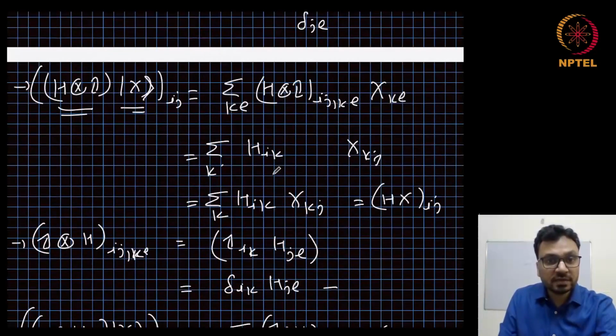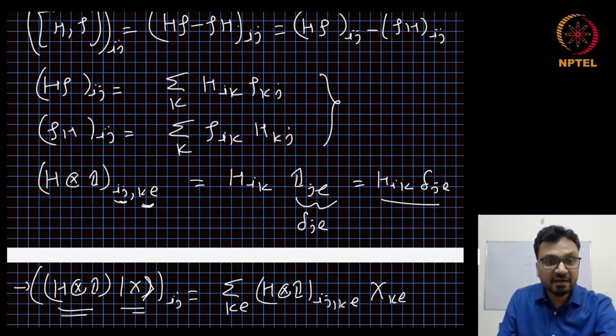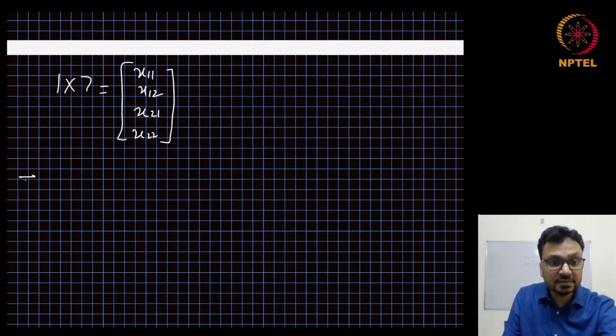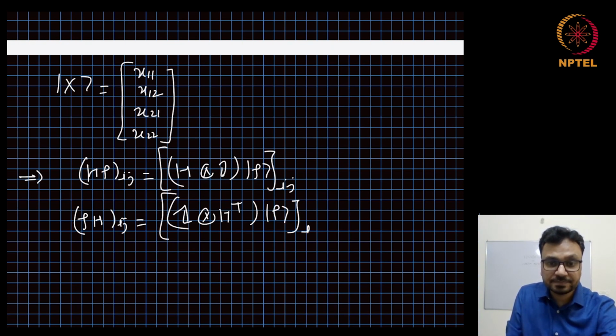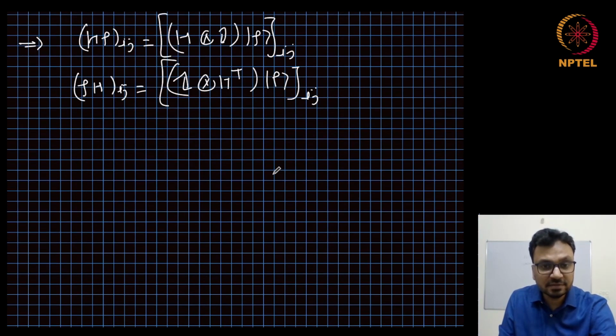Now we go back to our earlier cases that we have H times rho, ijth element, and we have rho times H, ijth element. H rho_ij can be written as H tensor identity acting on row vector and the ijth element of that, and rho H_ij can be written as identity tensor H transpose acting on row vector and the ijth element of that.